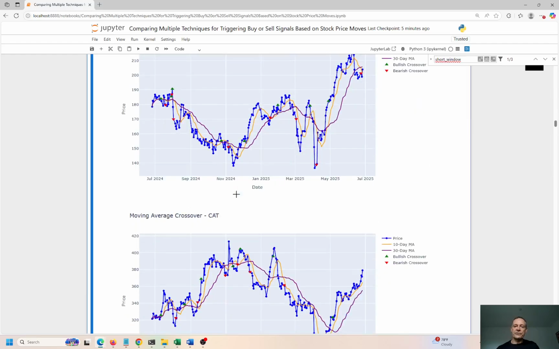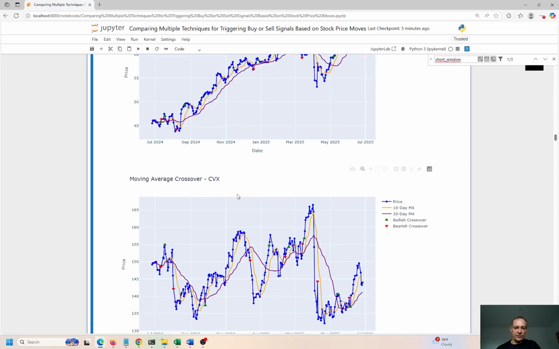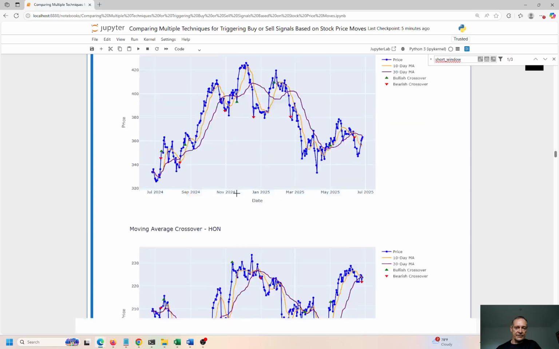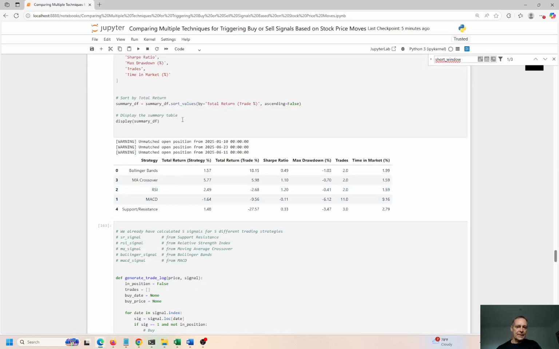So more moving averages. For each stock, we have the 10-day, 30-day, and then the bullish crossover and the bearish crossover. So this is the third strategy, moving average. So we had support resistance, relative strength index, moving average. Okay, let's look at the next strategy.